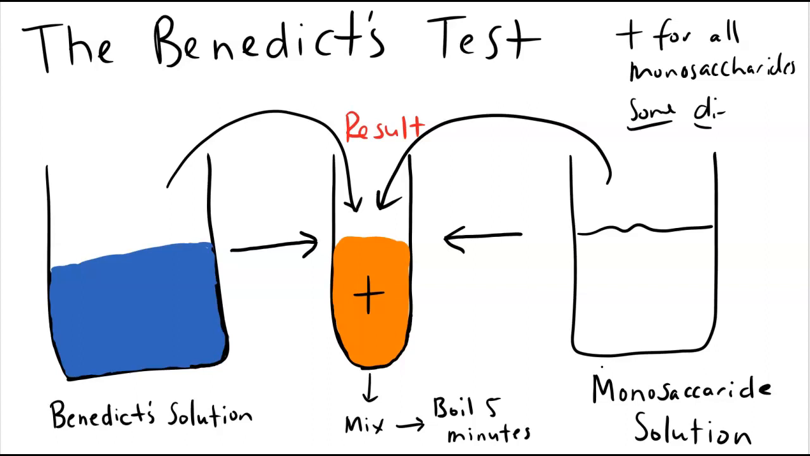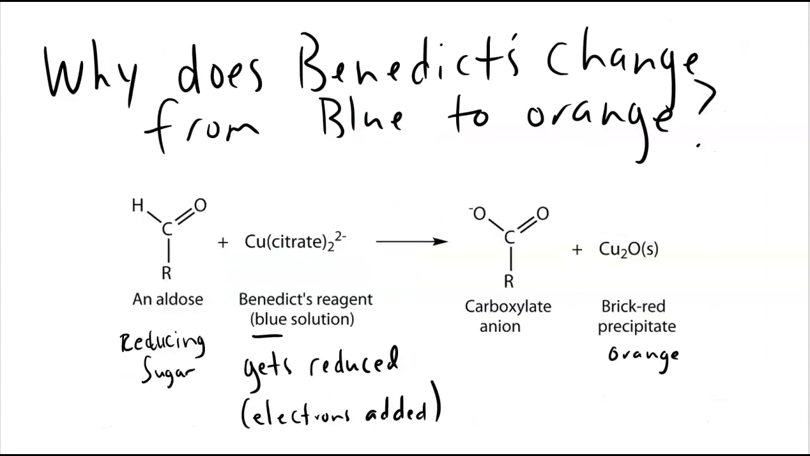Okay, so this is what a positive test in a Benedict's test will look like. You'll mix the blue Benedict's solution with your mystery carbohydrate solution, and if it is a monosaccharide, it'll test positive in the Benedict's test, meaning it'll turn orange after 5 minutes of boiling. So the Benedict's test will tell you whether or not a solution contains monosaccharides. It'll also tell you if the solution contains some disaccharides. The interesting thing about disaccharides is that based on their biochemistry, some of them test positive and some of them will not.